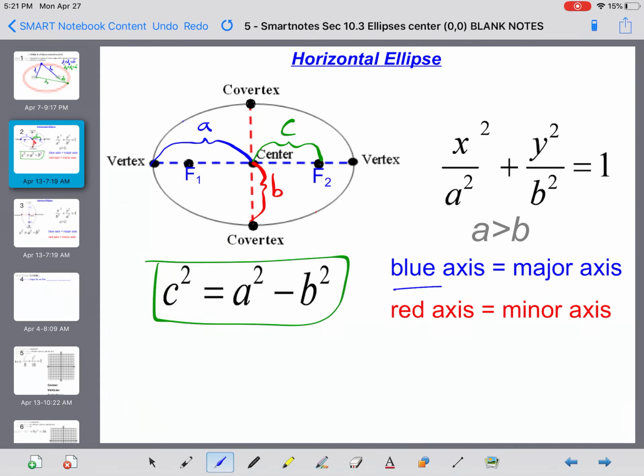Other vocab you got to know is the major axis is the blue axis. That's basically the bigger of the two axes. And the minor axis is the red axis here. That's the smaller of the two. Those are basically 2 lines of symmetry.